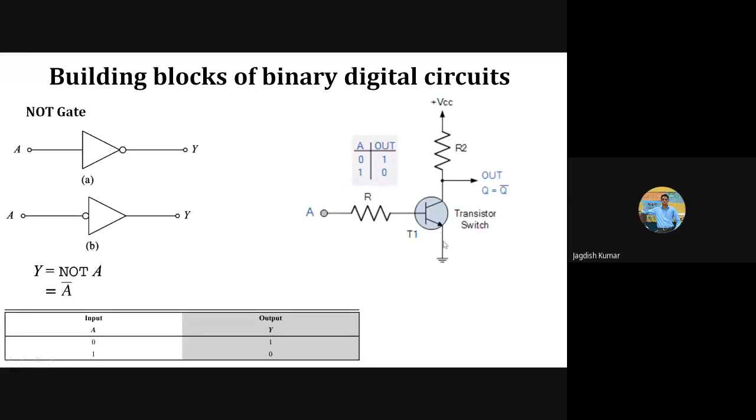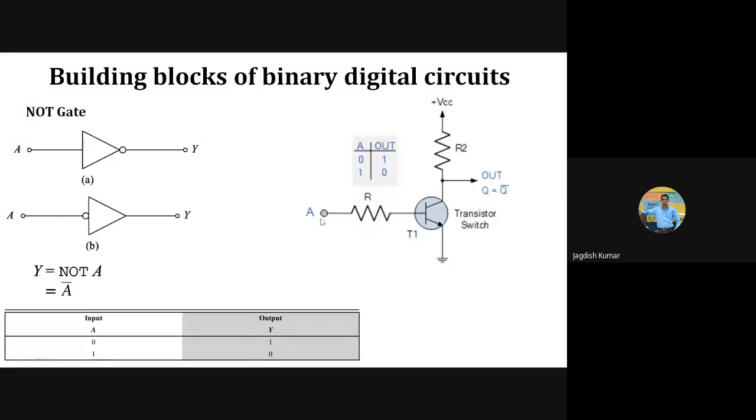So if the voltage here is high, meaning one, then what will be the voltage here? This is the output voltage. It is as if we just connected a wire here, so this ground or 0 volt will be connected here. This means the output will be 0. This is input, this is output. So if input is 1, output will be 0. That's a NOT operation.